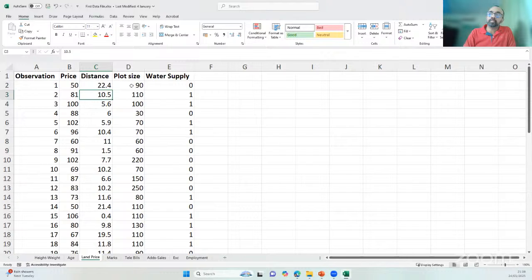And also, the size of each plot is collected because it is assumed that there is an impact from the plot size on the land price. Okay, so that is also collected. Now, if you want, you can independently find the relationship between the price and the distance, and price and the plot size.